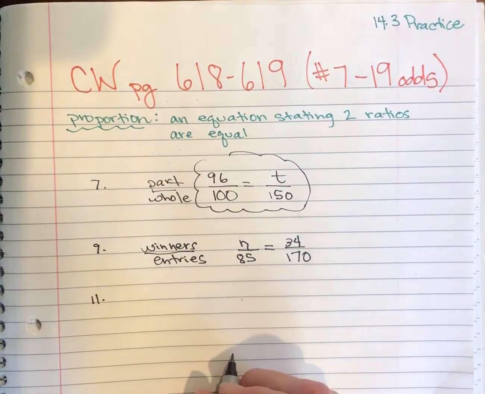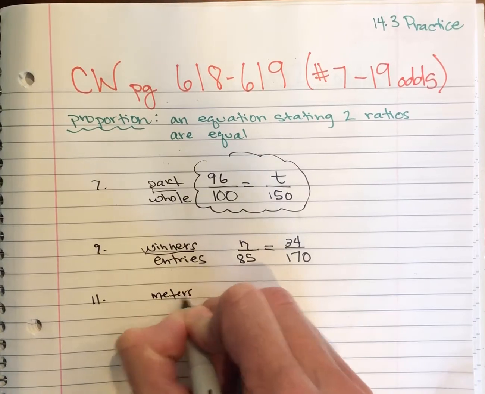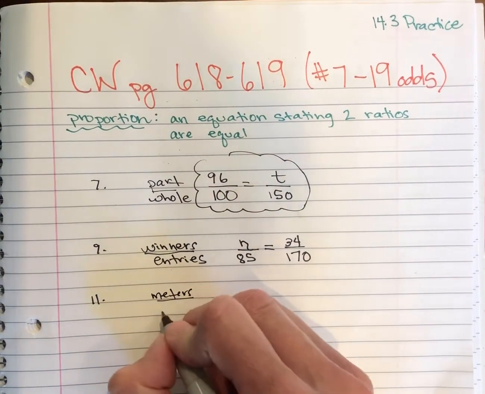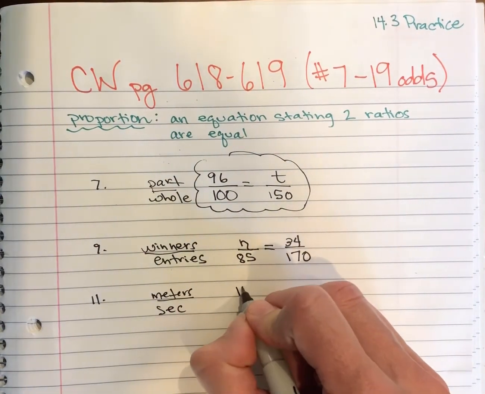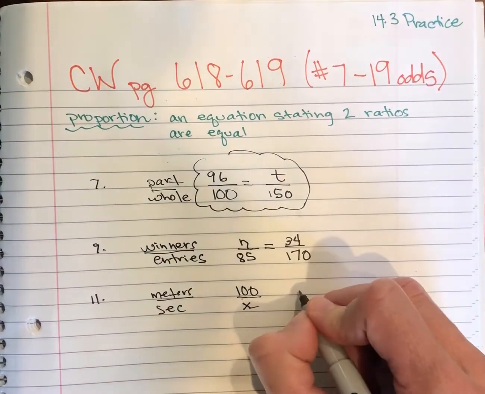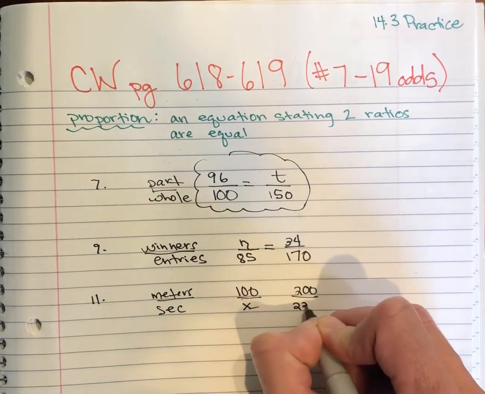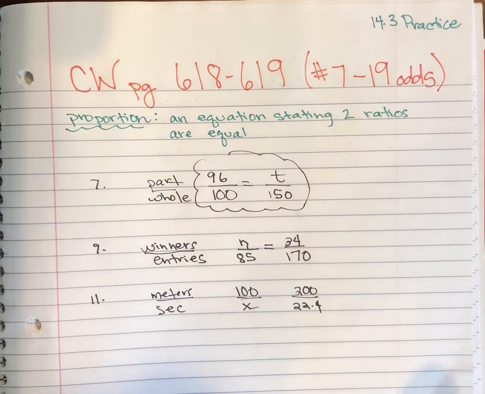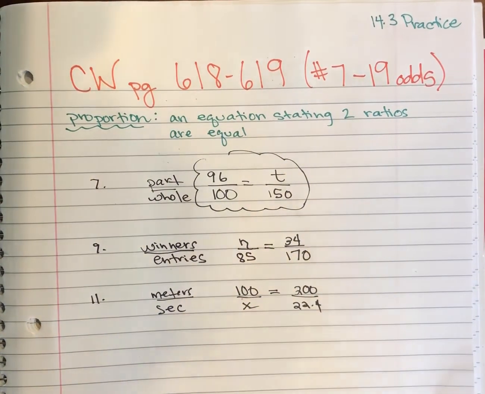Okay, 11, same idea. Let's start with our guiding words. Meters is being compared to seconds in this case. Race 1 was 100 meters. We don't know how many seconds that took. Race 2 was 200 meters, and that took 22.4 seconds. And a proportion states that these are equal, okay?